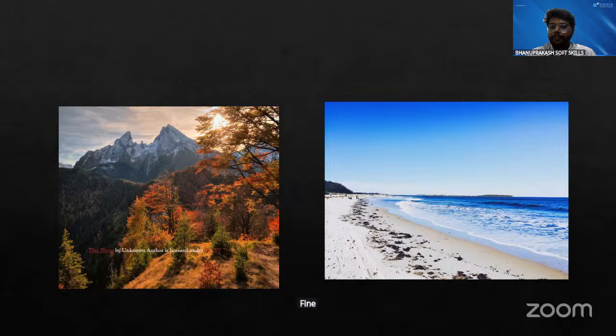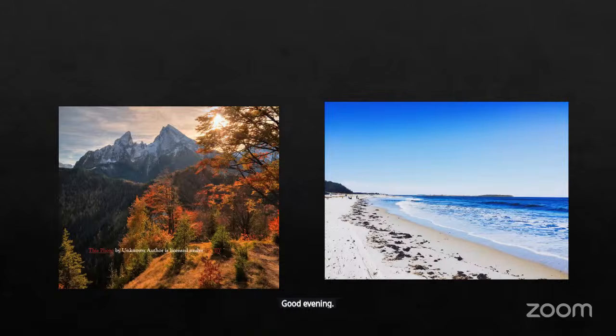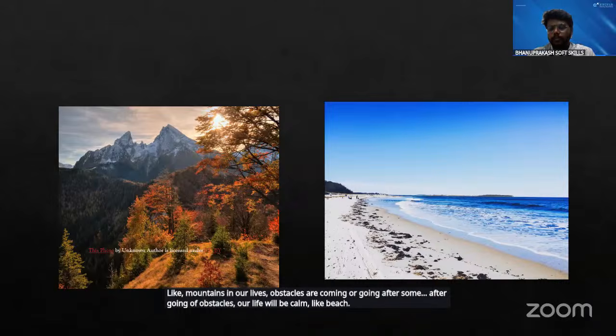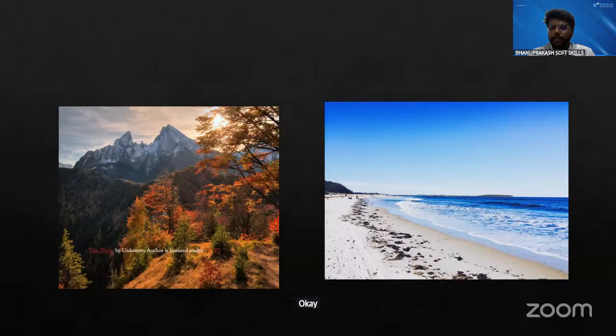Yes, Gaushia. Good evening, sir. Like mountains, in our lives obstacles come and go. After the obstacles go, our life will be calm, like a beach, sir. That's my point of view, sir. Okay, that's excellent.